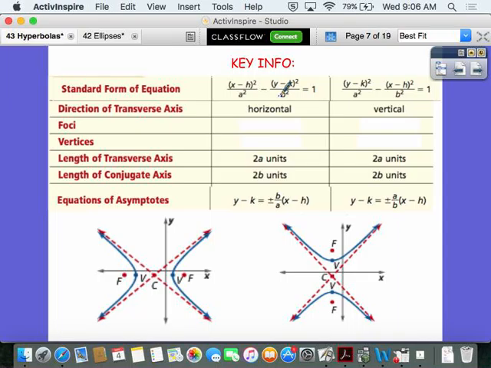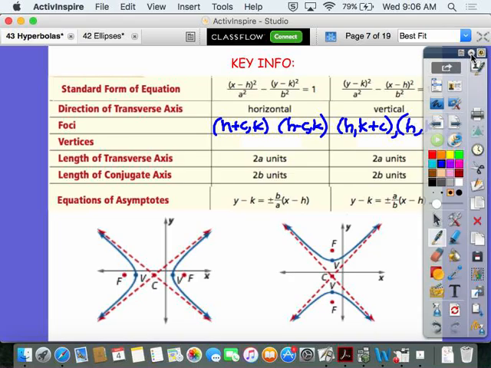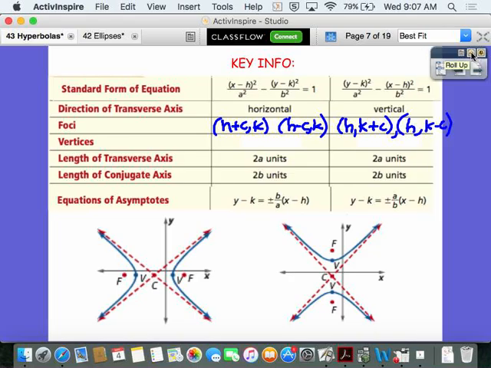Okay? Now, your foci is still associated with C. So you're gonna have two foci. So it's gonna be H plus C comma K and H minus C comma K, if it opens horizontally, because again, horizontal means it affects your x axis. And then for your vertical ones, it's going to be H, K plus C, and H, K minus C. Probably should use different colors. All right.